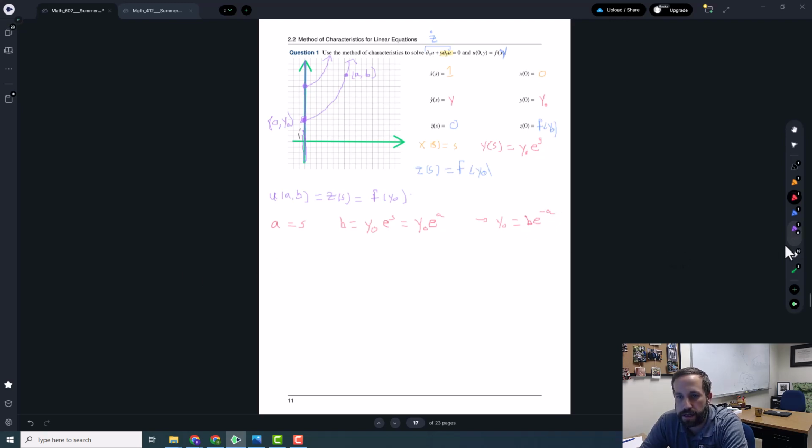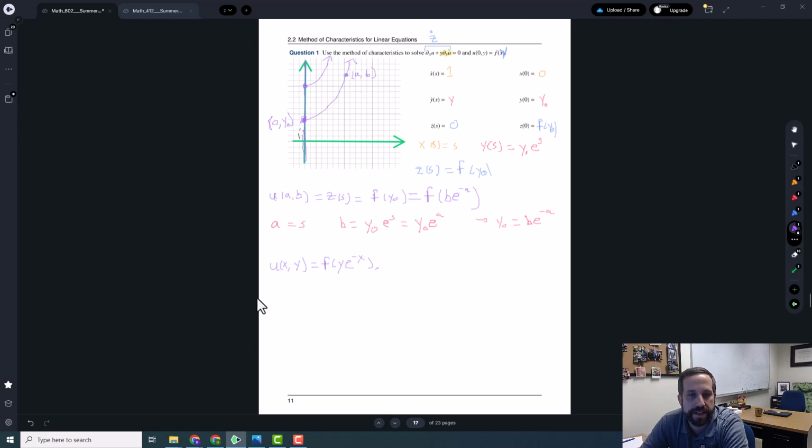So u of (a, b) is equal to f of b e to the minus a. And again, I don't want my solutions to be written in terms of a and b. I want it written in terms of x and y. So u of (x, y) is equal to f of y e to the minus x.